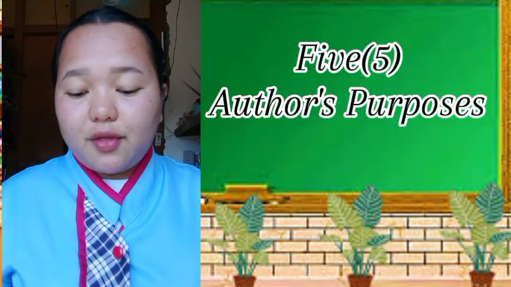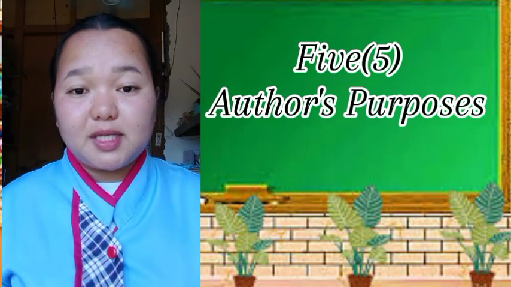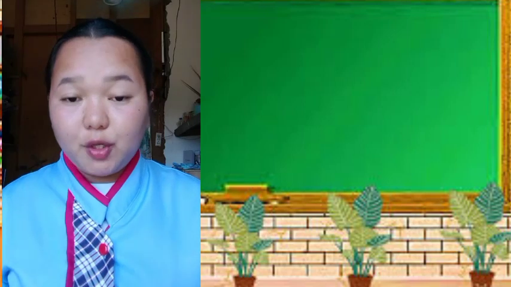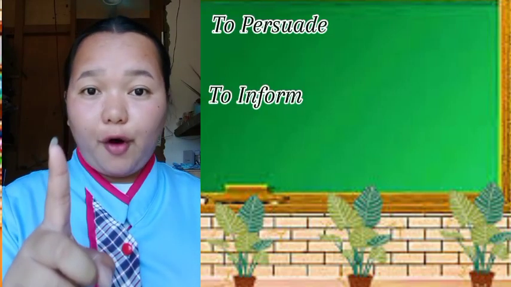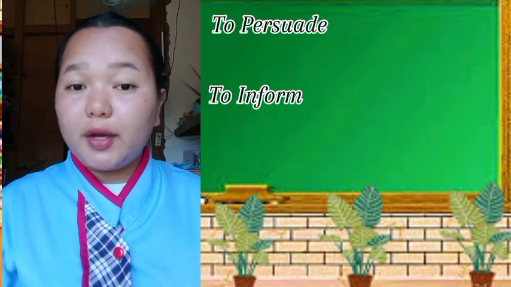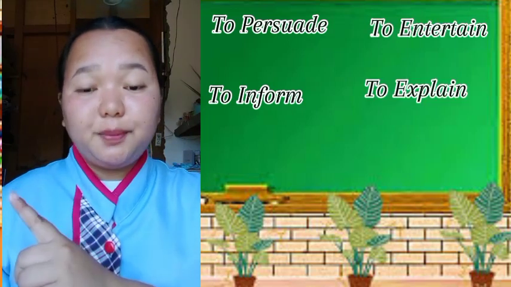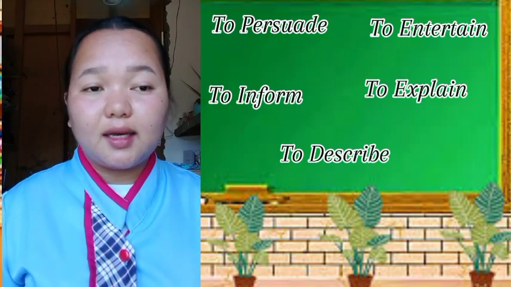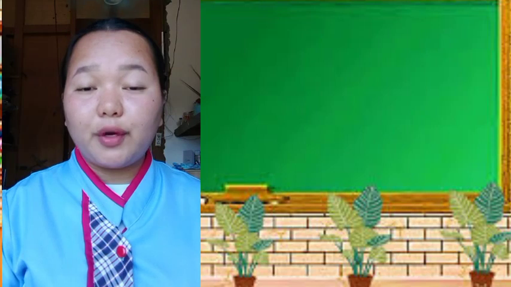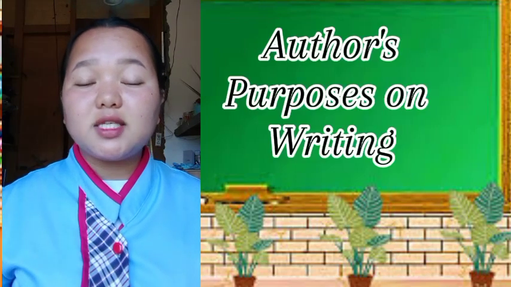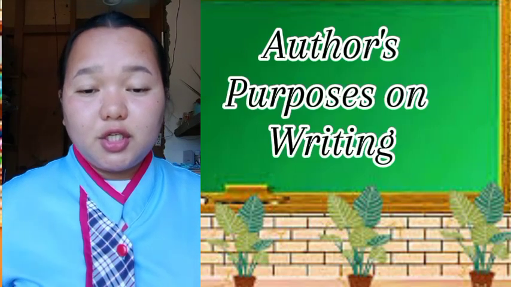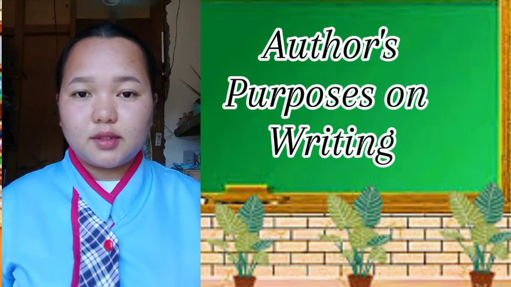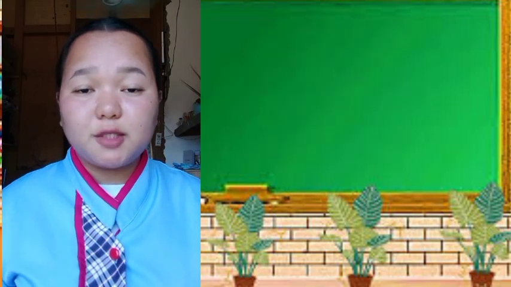So those are the five author's purposes in writing. First, we have to persuade, to inform, to entertain, to explain, and to describe. So, do you have any clarification, class, with our discussion today based on the five author's purposes in writing? Did you understand the author's purposes of writing?